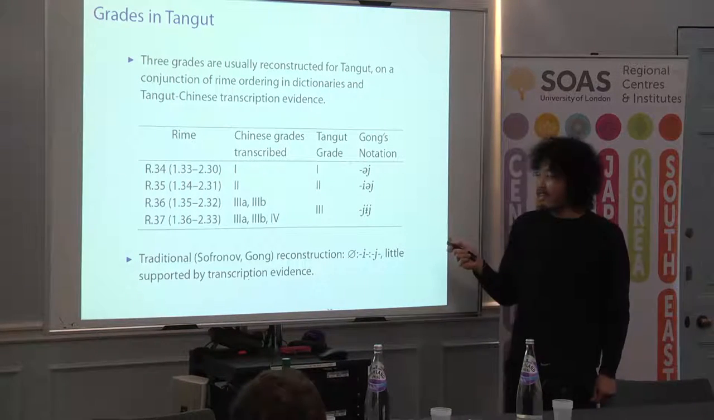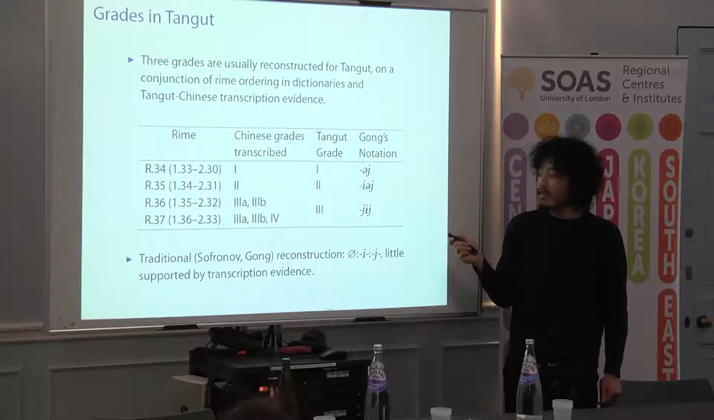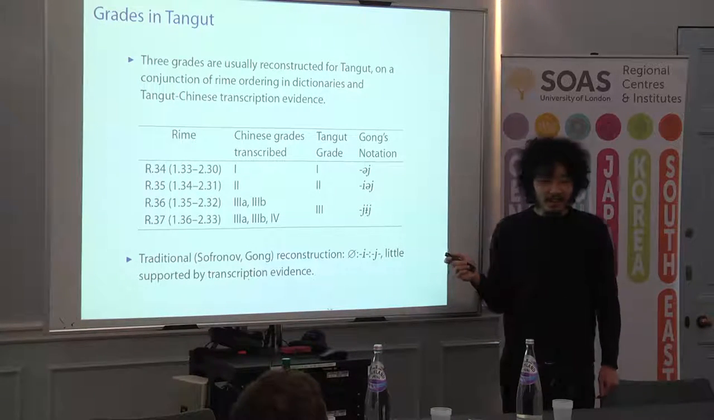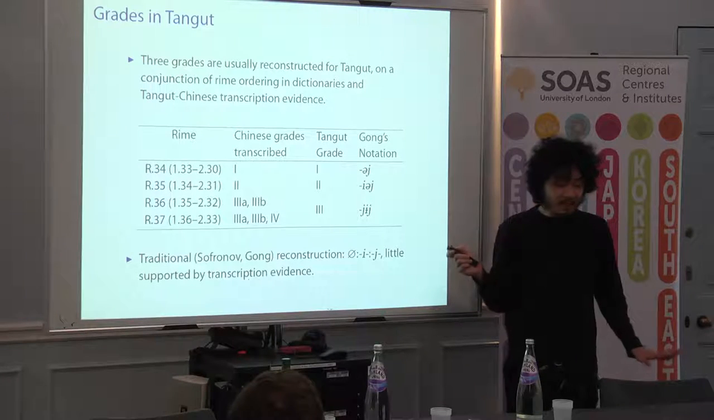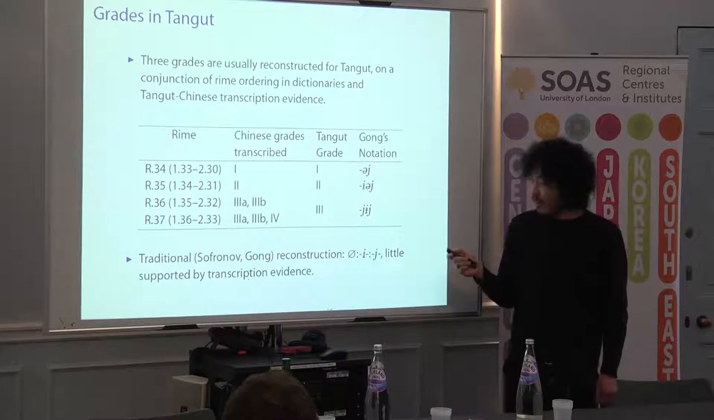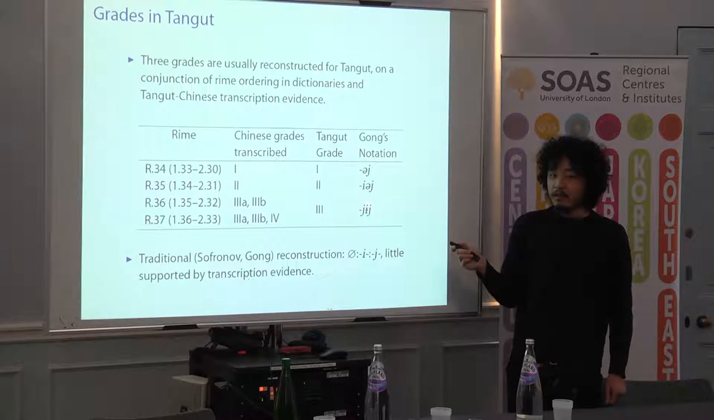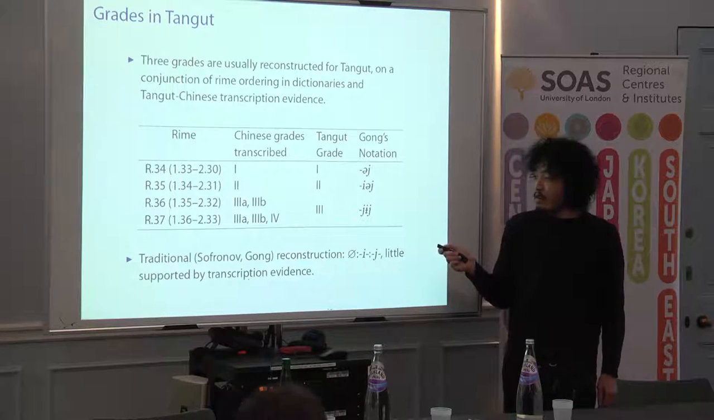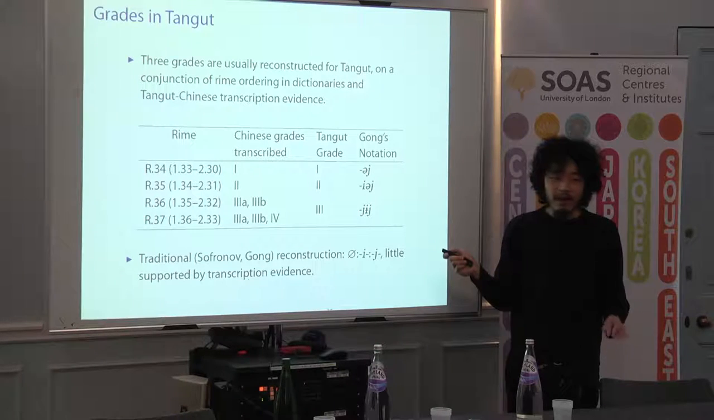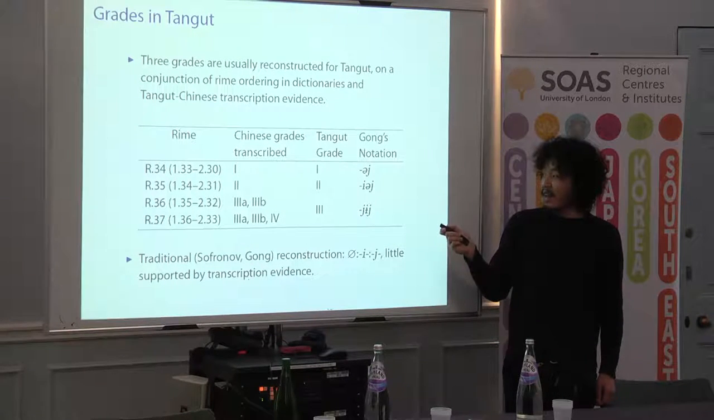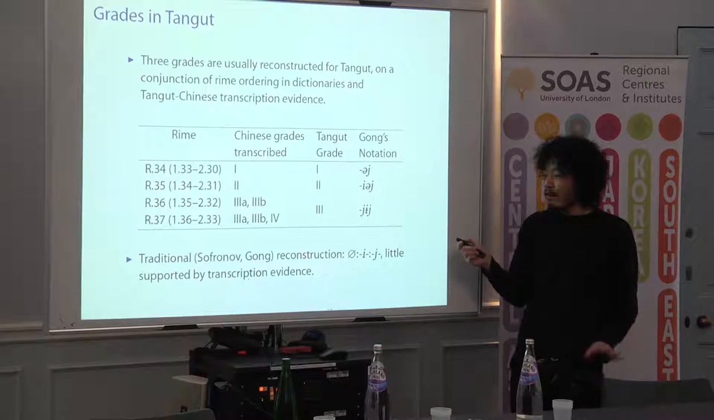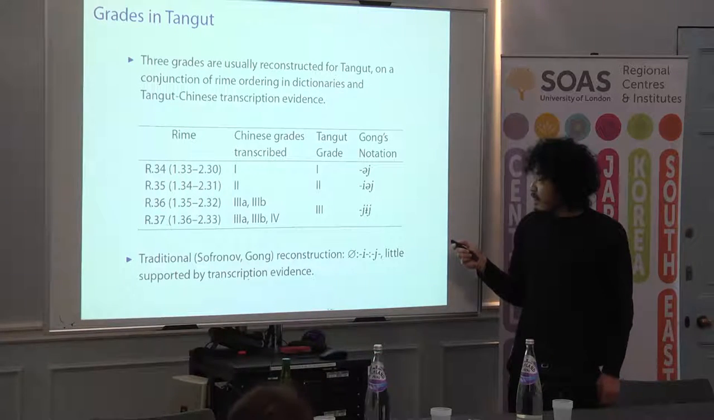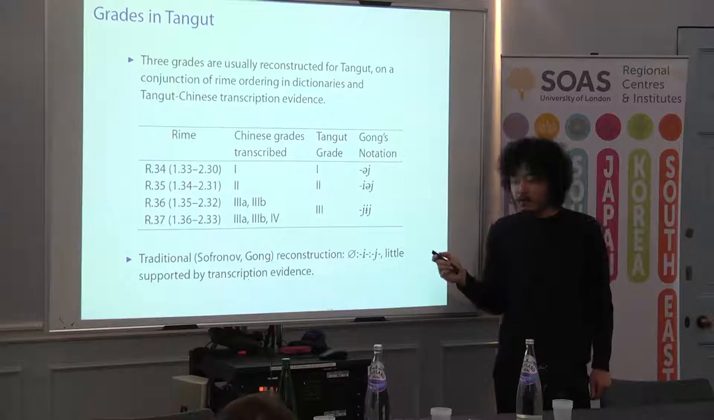This creates the problem that it's very difficult to pronounce ea and ye. What's the difference between them? I can pronounce a lot of things, but this one is a little bit difficult. So Gong Hwang Cheng made a decision: he basically invented an allophony where in grade three the vowel is slightly raised. So you have a, ea, and ia, which is a little bit pronounceable. But sadly, it is not supported by the transcription evidence.